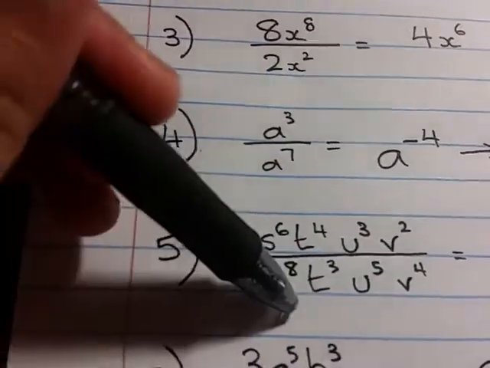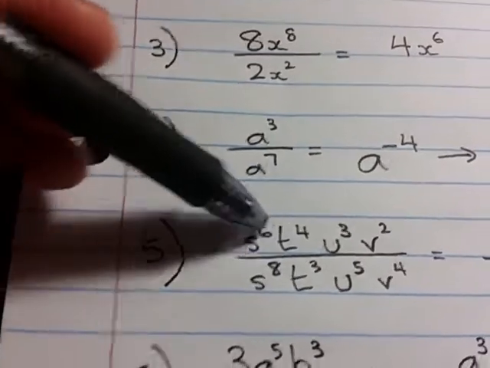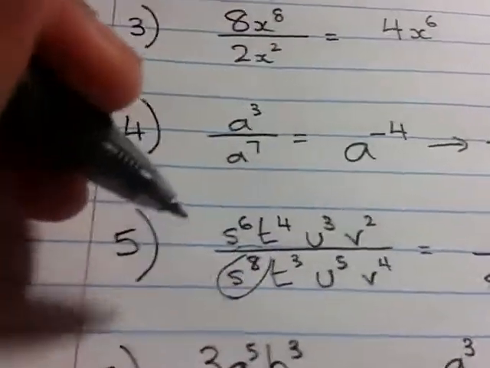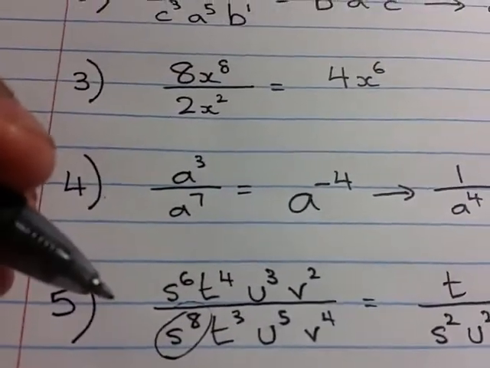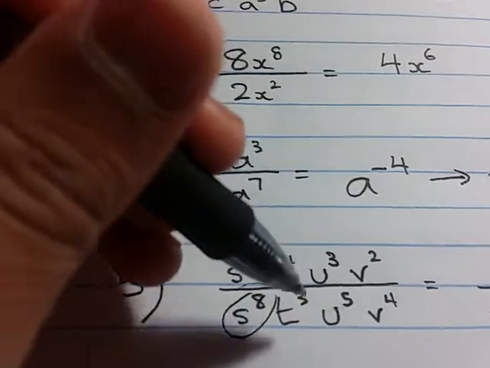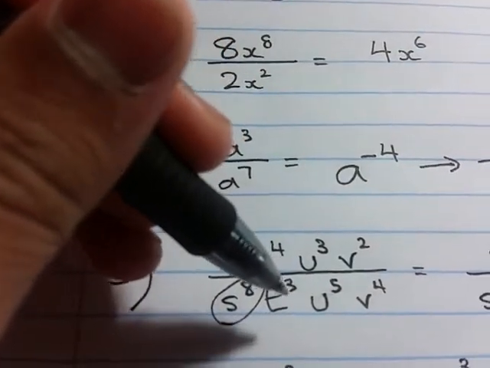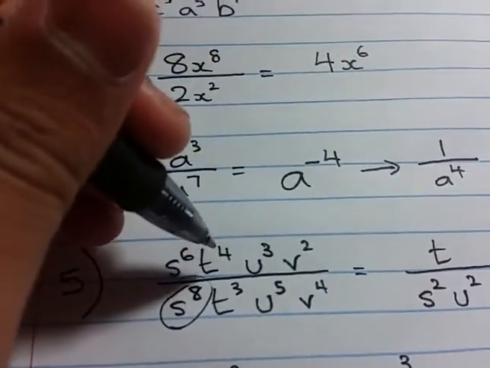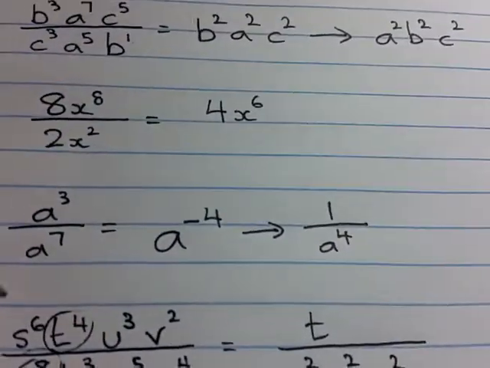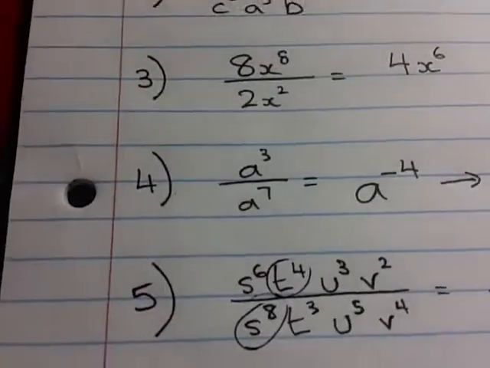s to the 6, s to the 8. 8 minus 6 gives you 2. Where is it bigger? At the bottom. So you're going to end up with s to the 2 at the bottom. t to the 4, t to the 3. 4 minus 3 is 1. So t to the 1, where is it bigger? It was bigger at the top. So your t is actually at the top.